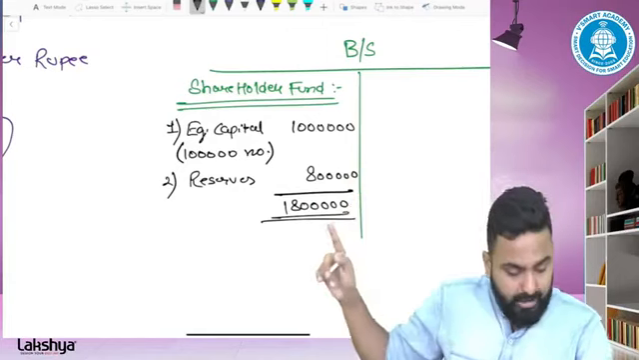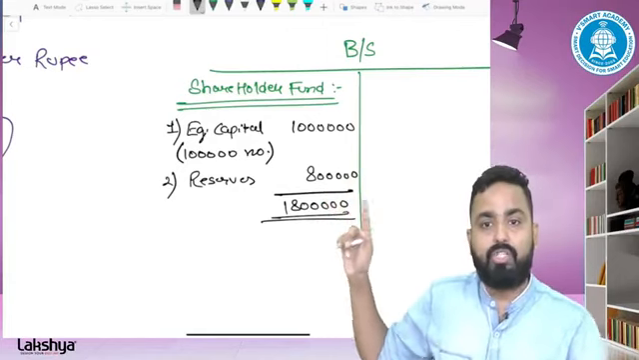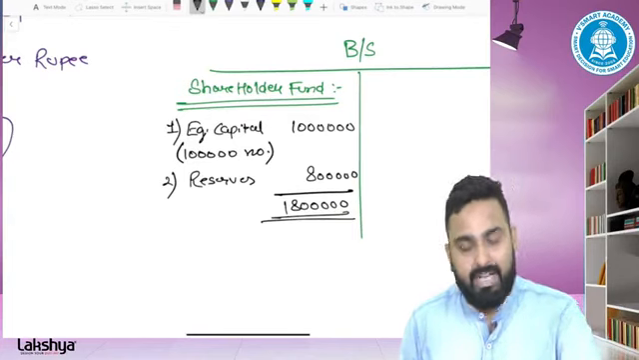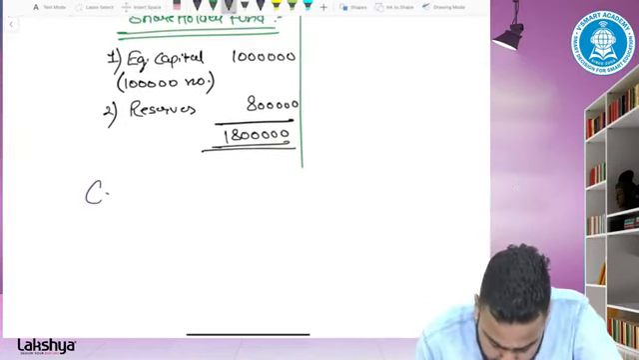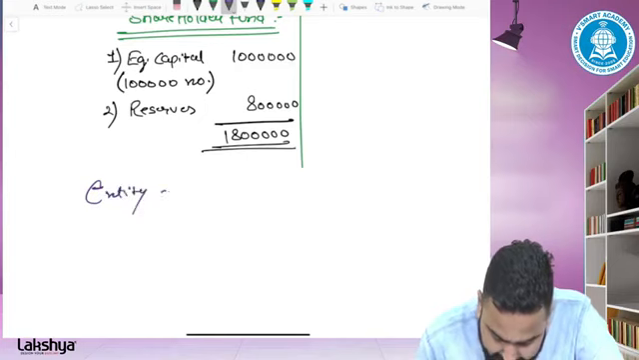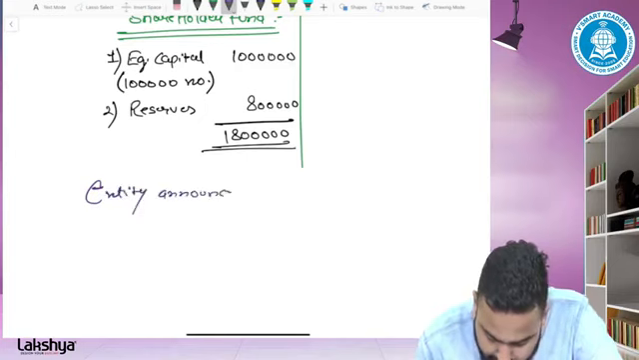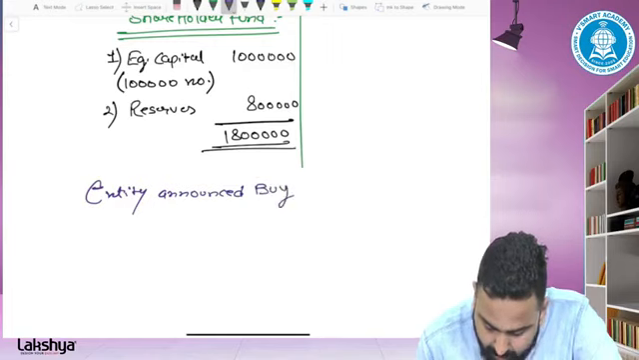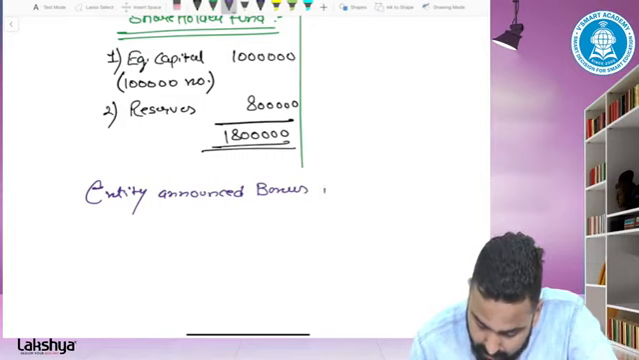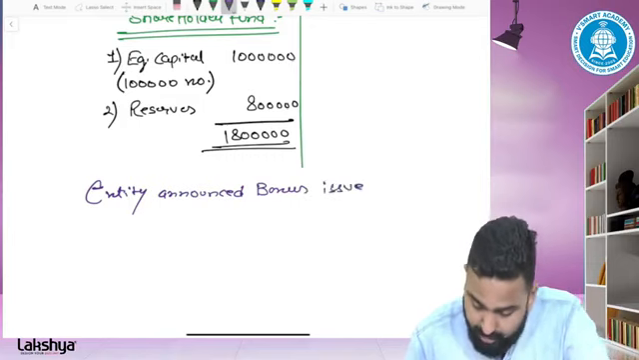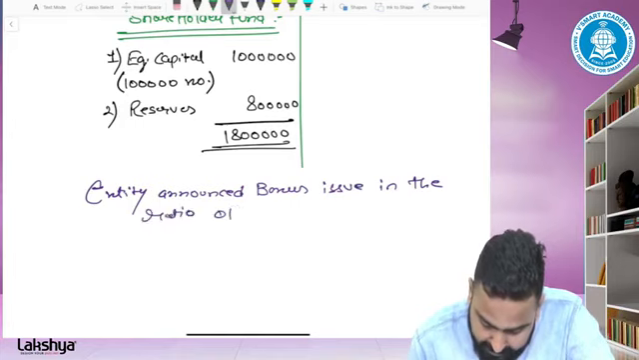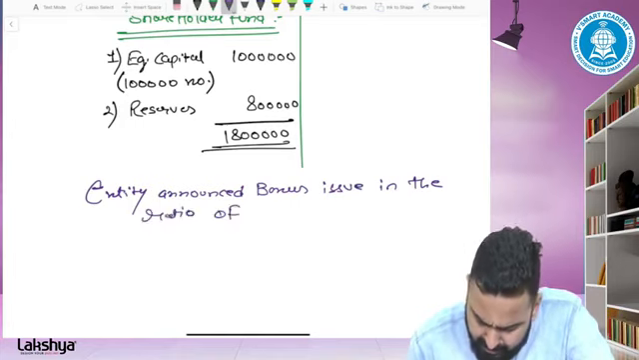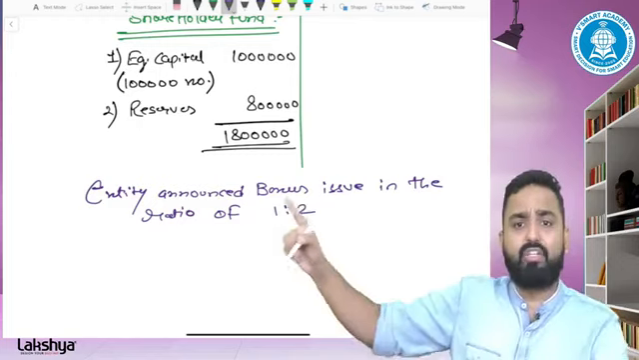Okay, so total shareholder fund is 18 lakh. Now suppose the entity announced a bonus issue in the ratio of, let us say, 1:2.